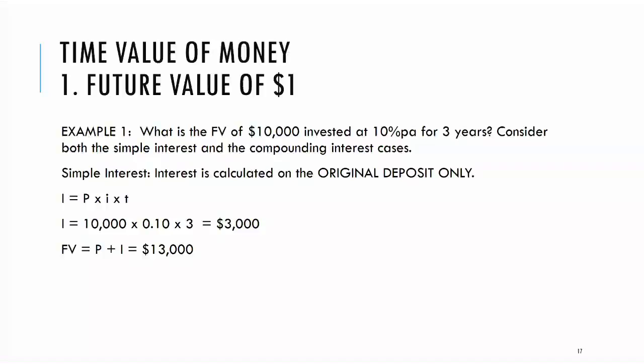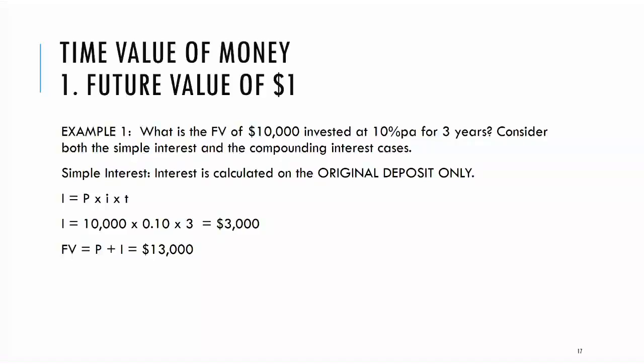Very simple example, just to refresh your memory. What is the future value of $10,000 invested at 10% per annum for 3 years? Consider both simple interest and compounding interest rate. What does simple interest mean? Interest is calculated on the original deposit only. We do not calculate interest on interest.